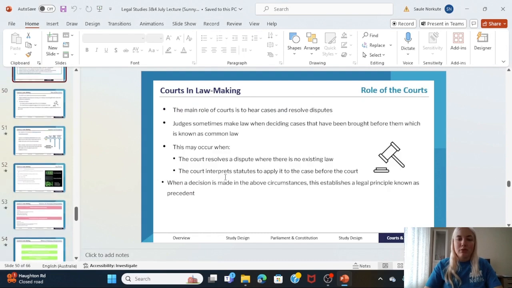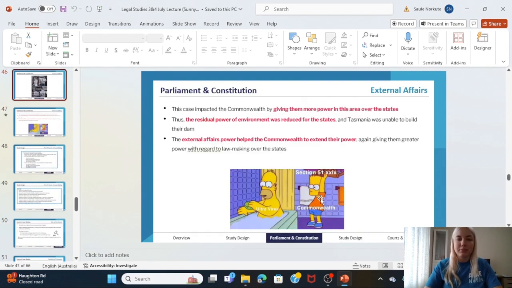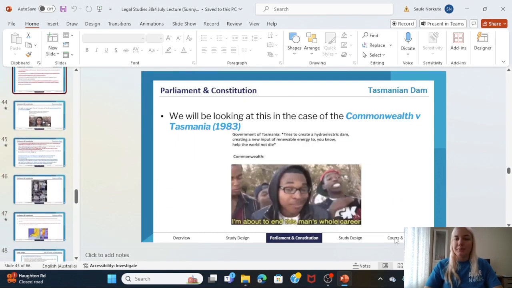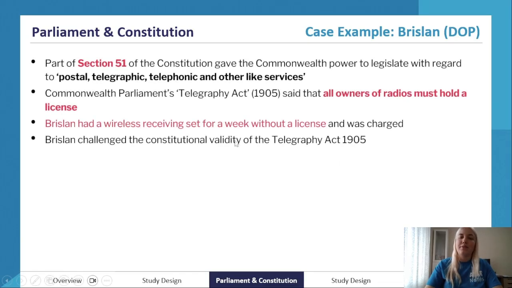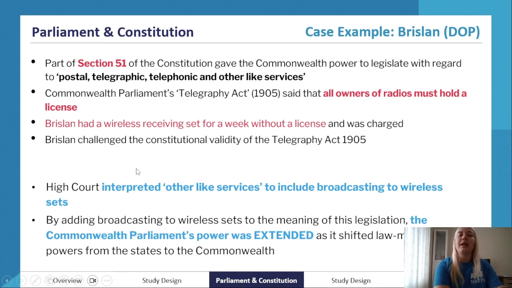So, similarly, if we look back to the Brislin case, it's a really good example for what we're talking about. Here we can clearly see that the scope of this legislation was expanded because they took other like services to mean a very broad term referring to any technology that comes along in the future.